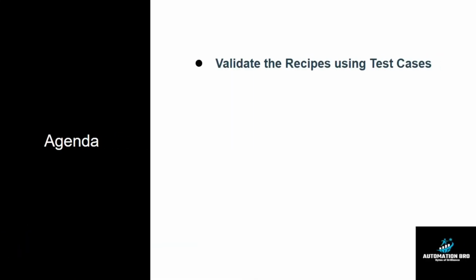Today we are going to discuss validating recipes using test cases. Before we move into today's session, let's have a quick recap of what we studied in the previous session. We discussed how to handle null values. We talked about the ternary operator, as well as safe navigation operators.